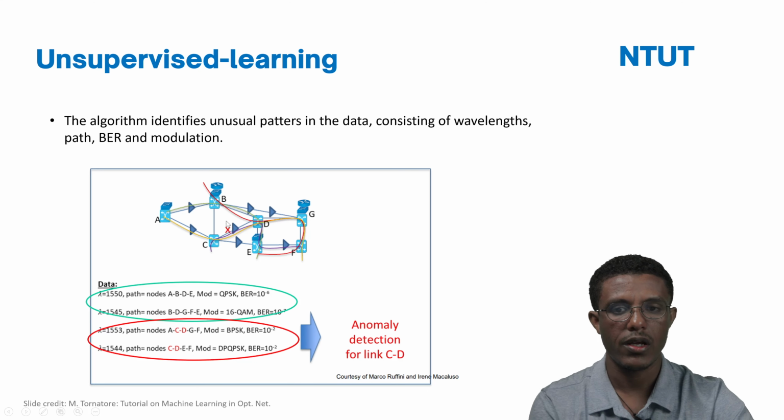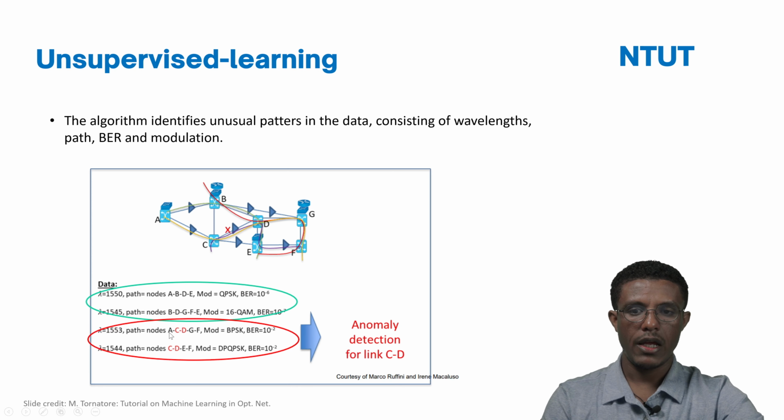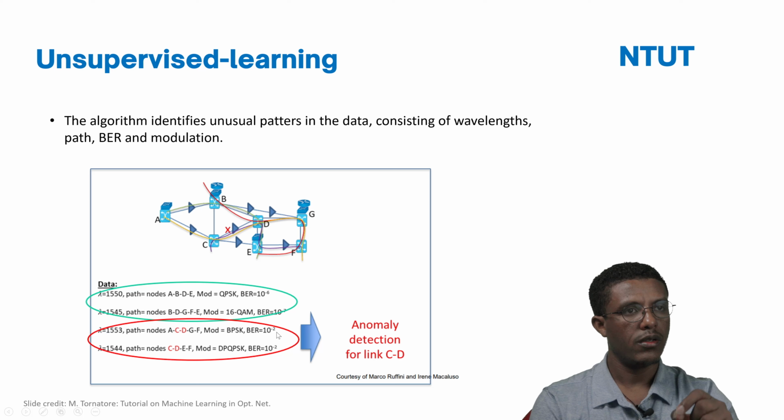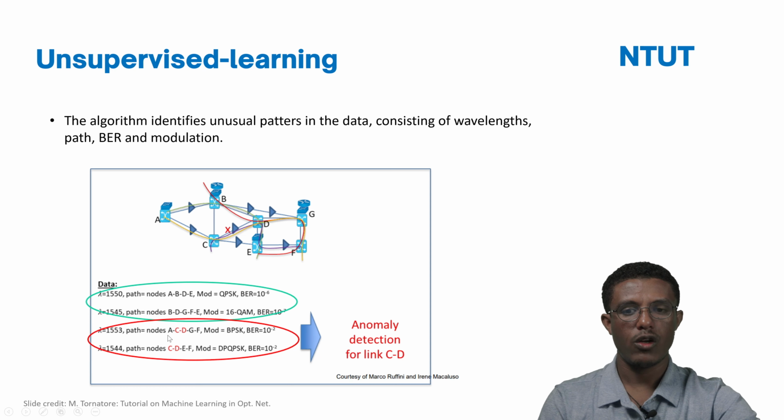The fiber is broken here. So in this path, when the wavelength is here, there is a path ACDGF. ACDGF means there is a breakdown here. So the bit error performance becomes 10 to the power of -2, which is a poor performance, because there is an anomaly here in the link between C and D.